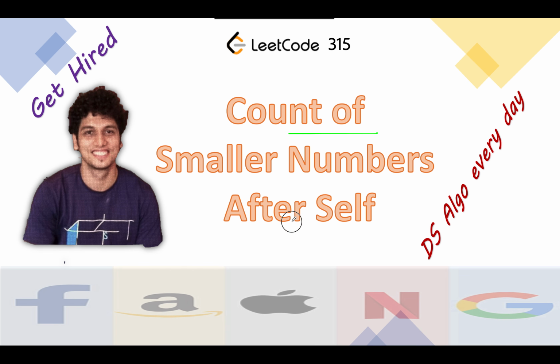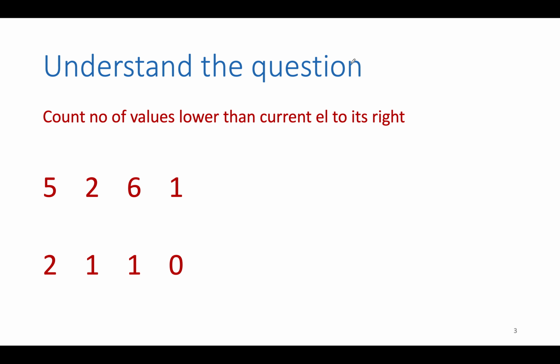Count of Smaller Numbers After Self, LeetCode 315, hard problem. So let's try and understand the question with the same example that was specified there. The input array that is given to us is 5, 2, 6, 1. And what are the number of smaller numbers than 1 to the right of 1? 0. So this becomes 0. What is the count of those numbers that are smaller than 6 to the right of 6? It's 1, because one number is already there and the number itself is 1, which is lower than 6.